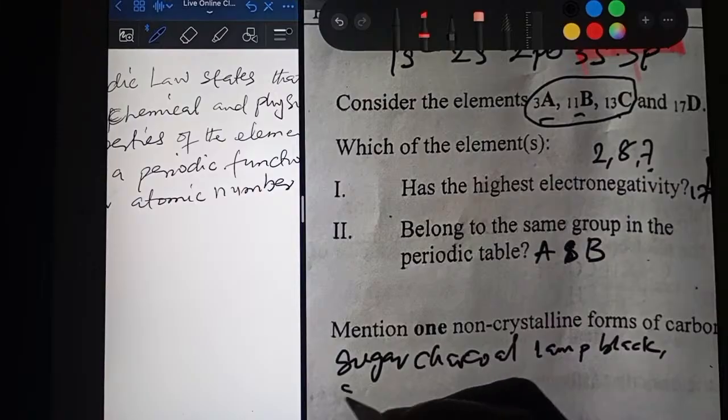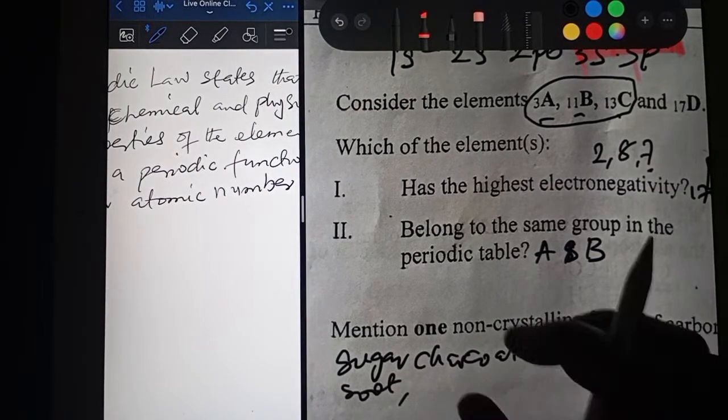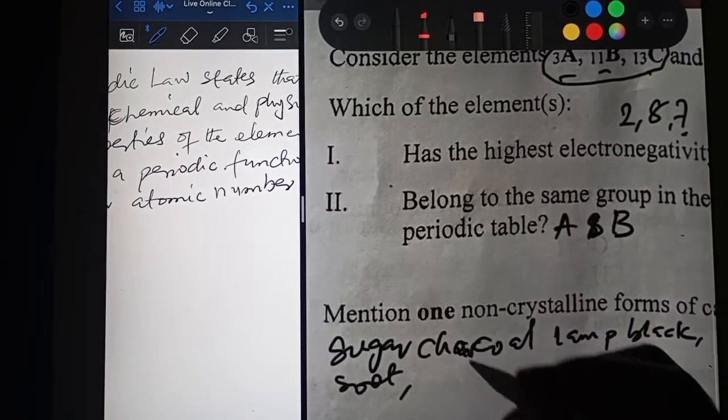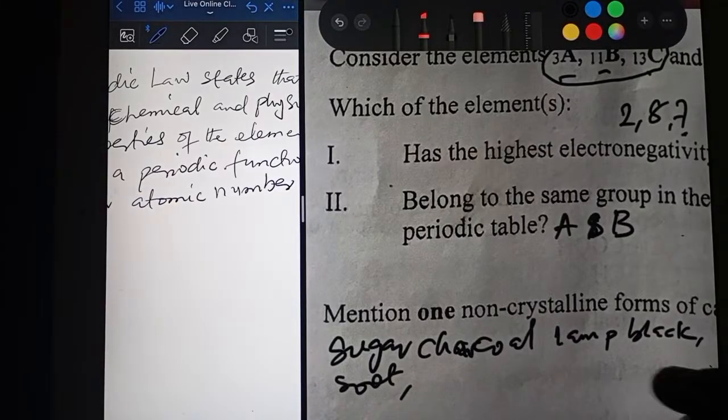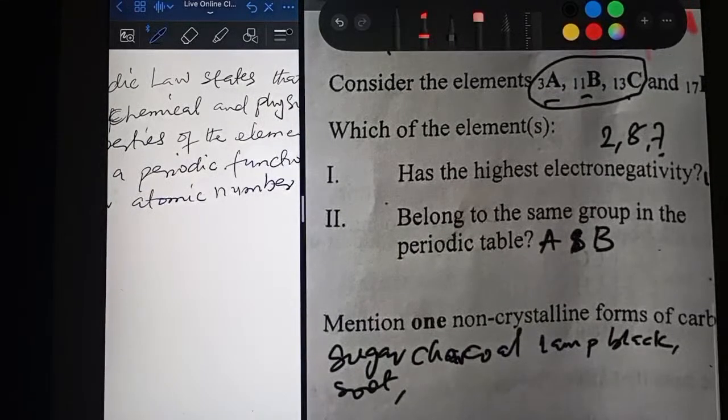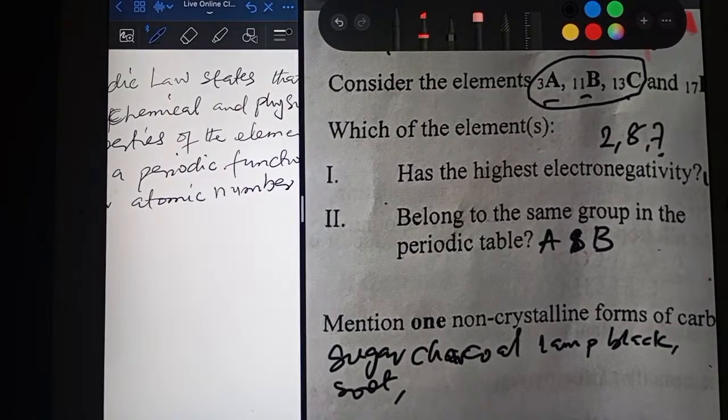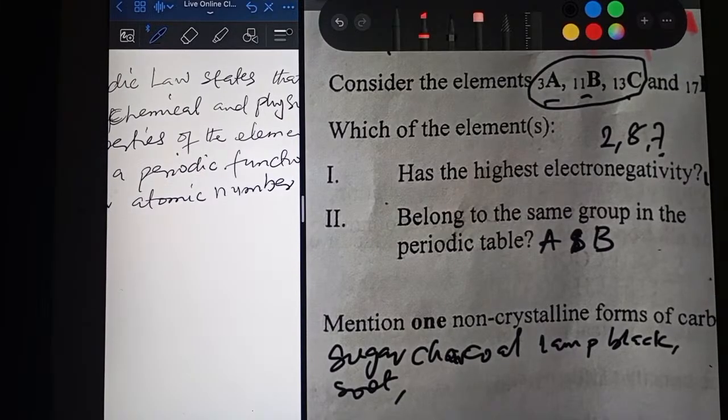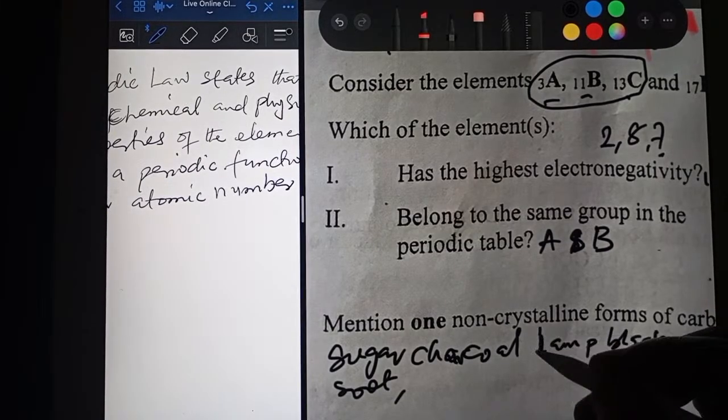You also have soot. I think these are the common ones. Don't call diamond here. Don't call graphite. Don't call buckyballs or Buckminsterfullerene. They are all crystalline. They have definite shape.